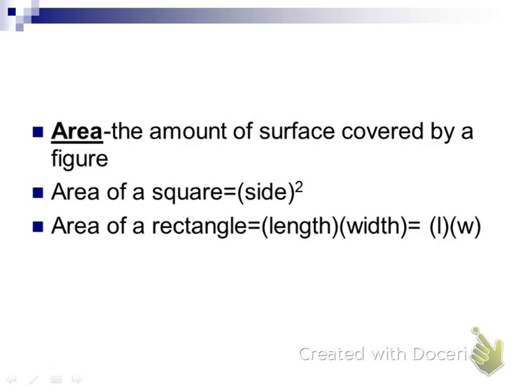So today we're going to talk about two figures, squares and rectangles. When you're finding the area of a square, remember for a square all the sides are the same. So whatever that number is, you just square it and that's the area of that square. Area of a rectangle is very similar. It's just length times width. You'll see that written as LW. Or you could also say that area is base times height. It's the same thing. Those are basically interchangeable.